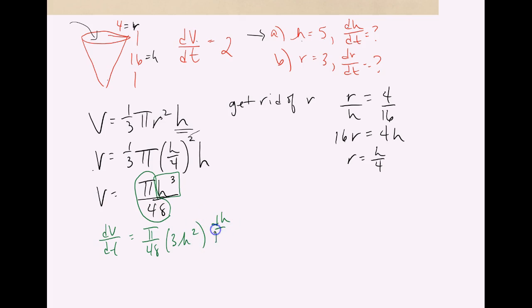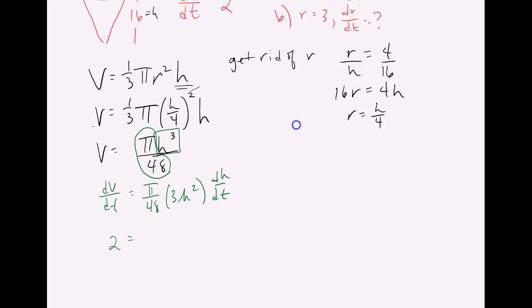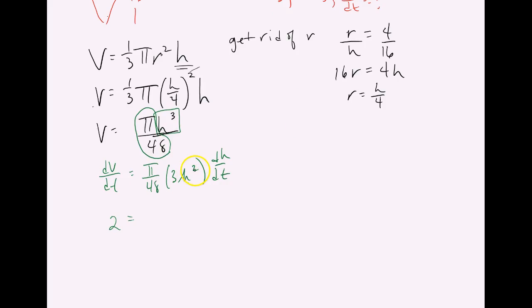And then dH/dt, I just took a derivative of h with respect to t. So this is my derivative, and now I can plug in what I know and solve for what I don't know. Above, it told us that this was 2. It also told us that the h was 5. Okay, so 5 squared is what? 25 right here. And then times 3 is 75.